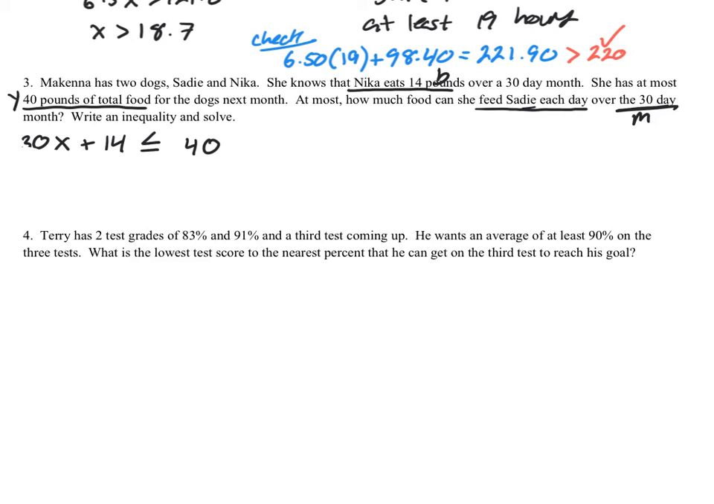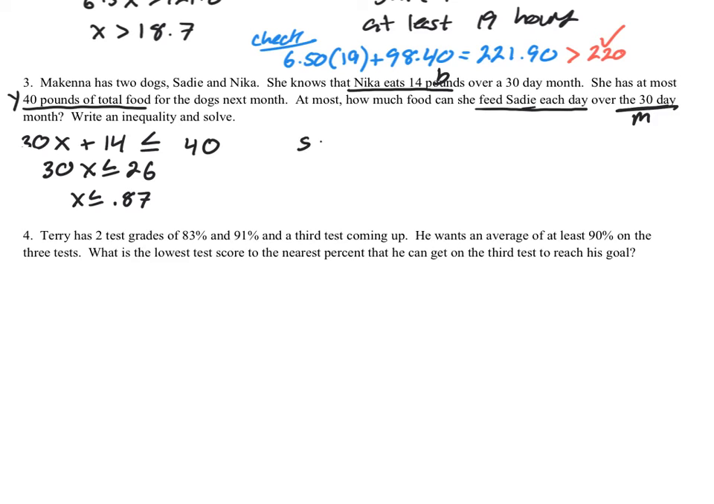So let's just solve this. We're going to take 40 minus 14. So we'll have 30x is less than or equal to 26. We'll go ahead and divide each side by 30. We'll get x is less than or equal to 0.87 when we round. So we can go ahead and just leave it at that. A scale would be able to measure 0.87 of a pound.